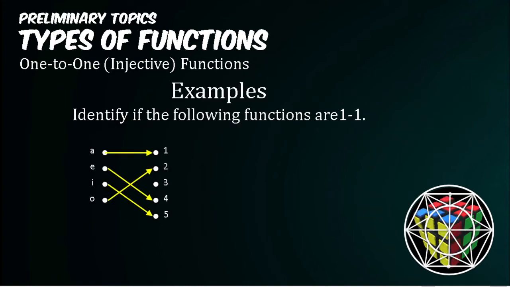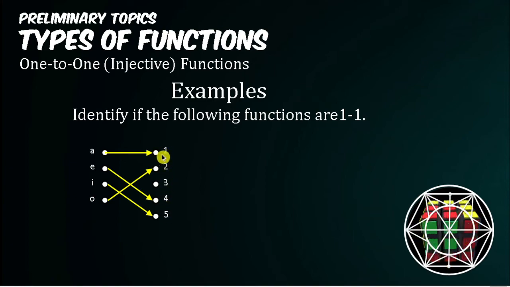So halimbawa ito, if this is a function, is this a function? Lahat may map, tapos unique. Yes, it's a function. Now we identify further if it is a one-to-one function. So titignan natin yung range. So by the way, ano yung range? Ang codomain ay 1, 2, 3, 4, 5. There are 5 elements in the codomain. But if the range is what's being asked, the elements of the range, there are only 4, kasi sila yung may actual na image. 1, 2, 4, and 5.